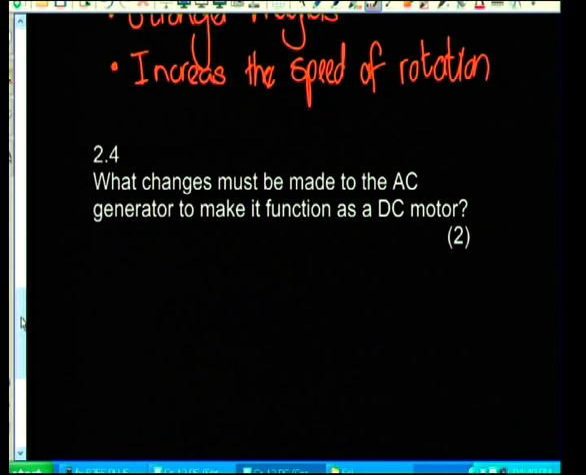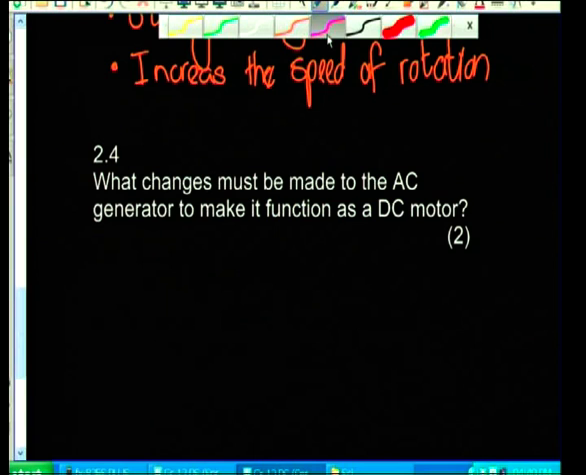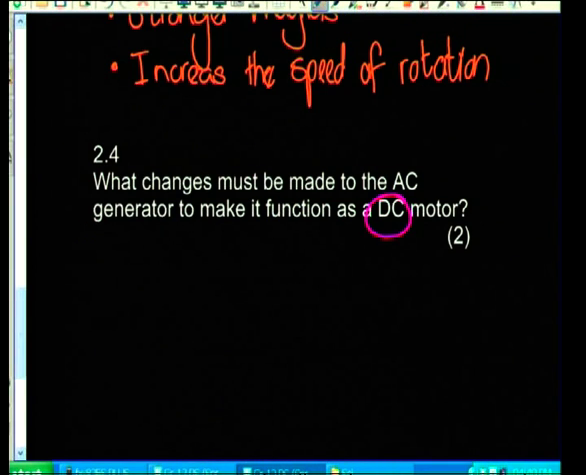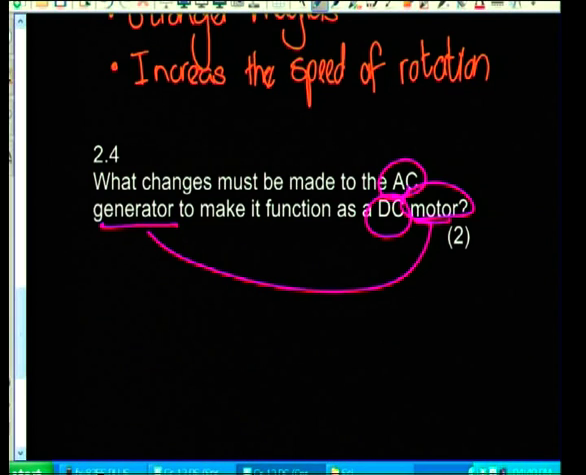Okay, then, next question. Brilliant, because this is very similar to the last one. What changes must be made to the AC generator to make it function as a DC motor? First of all, important things. 1, change AC to DC, generator to motor.